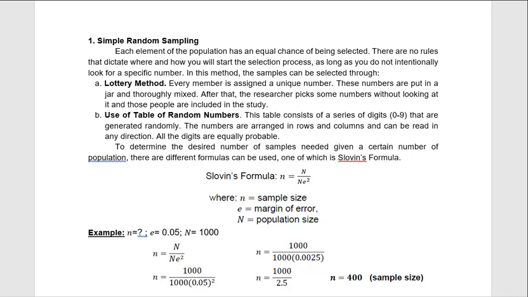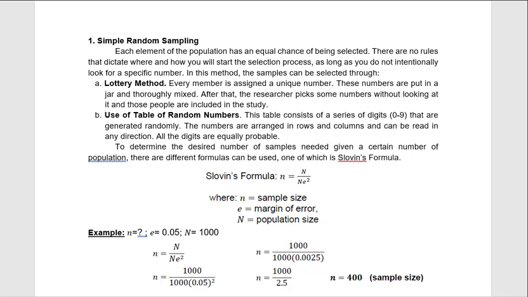And then you will just pick different names one at a time. But of course, you need to use the Slovene formula so that you can get how many names you are going to get from the bowl. There are actually different forms of the Slovene's formula, but this is the basic one.